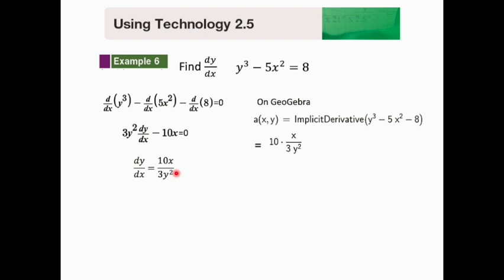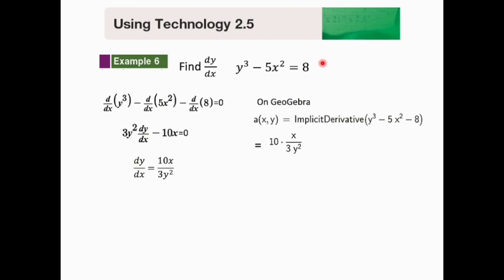Now, when you use GeoGebra to check your answer, you're going to use this command here, implicit derivative, and you're going to enter what it is that you're trying to take the derivative of in here. Now, notice the way that I have it set up here. When you use implicit derivative on GeoGebra, it's expecting you to put in the entire equation on one side if 0 is on the other. So you first have to set up your equation so everything is on one side and 0 on the other, and then plug that in here.